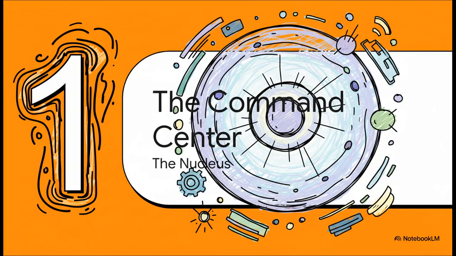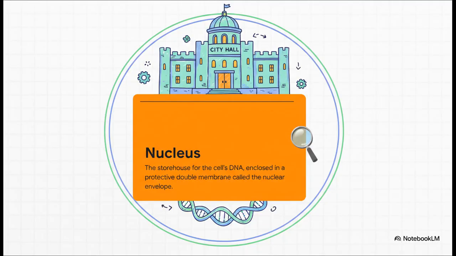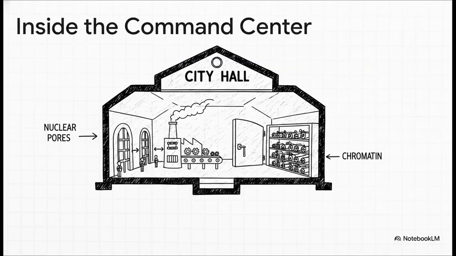So our first stop has to be the most important building in the entire city. We're heading to the command center, also known as the nucleus. You should think of the nucleus as City Hall. This is where the master plans for everything the city does, builds, and becomes are kept. It's a high-security vault for the cell's genetic code, its DNA, and it's all protected inside this double-layered fortress called the nuclear envelope.